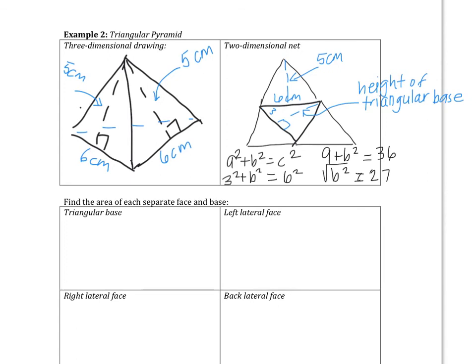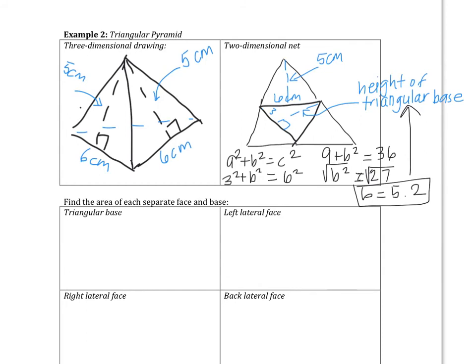And I find b by taking the square root of both sides, and b equals the square root of 27, which is 5.2. So that is 5.2 right there, the height of the triangular base, which is this right here. And now by finding that, I can find the area of this triangle, which is the triangular base.